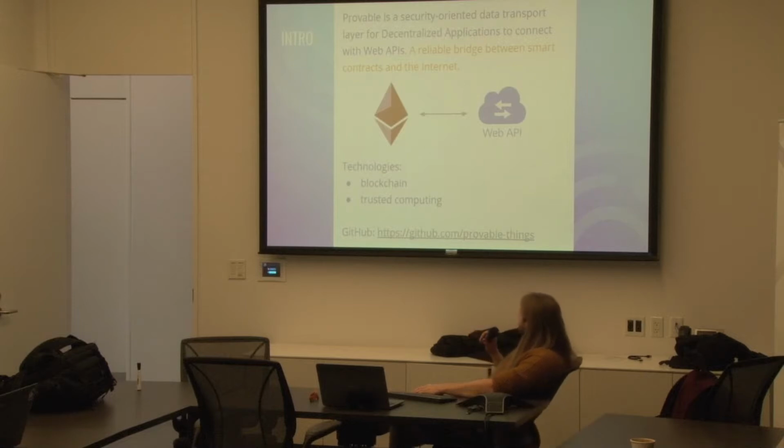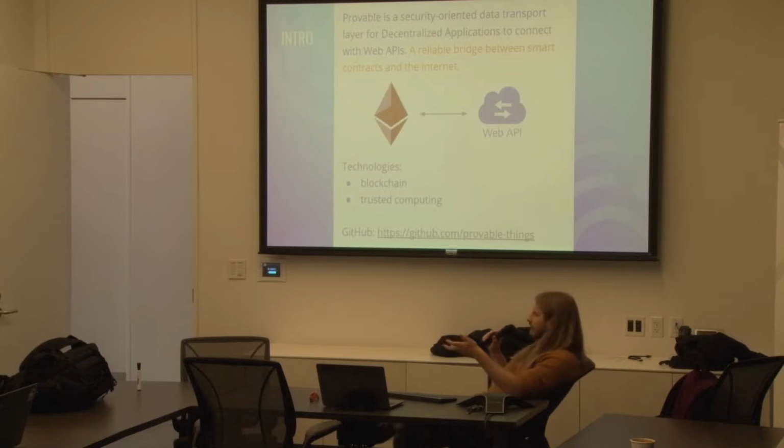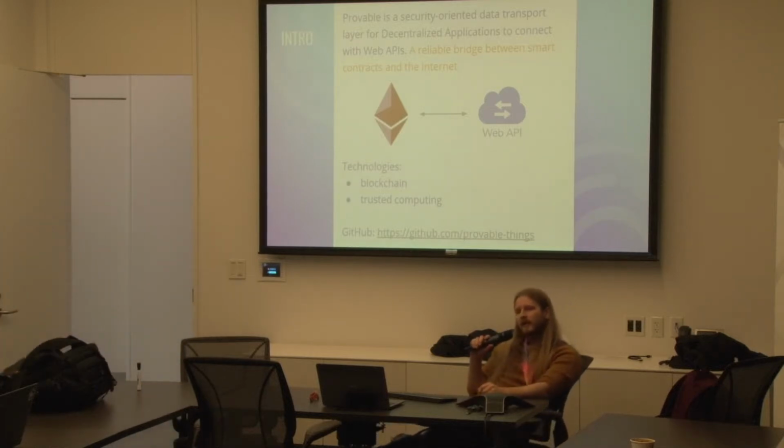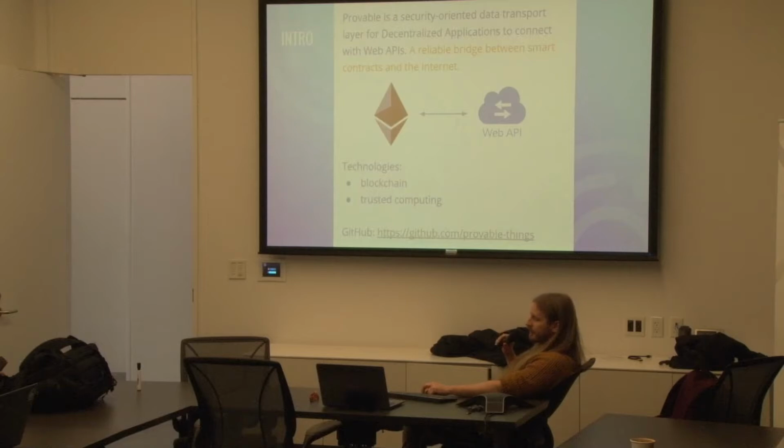We are, as this says, a security-oriented data transport layer for decentralized applications to connect with web APIs, which is quite a mouthful, but it is exactly what we do. We connect smart contracts with web APIs in a secure fashion and a provable fashion, which is where our name comes from. We used to be known as Oracleize. We are now known as Provable, and it kind of fits better because everything we do is provable cryptographically for security reasons and for you guys to be able to trust what you're getting into your smart contracts.